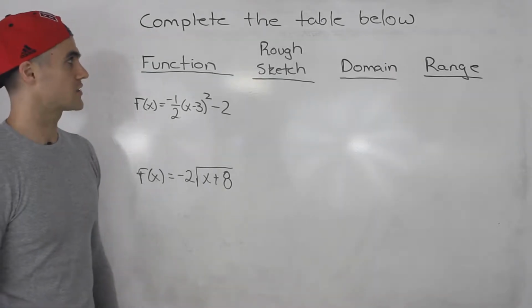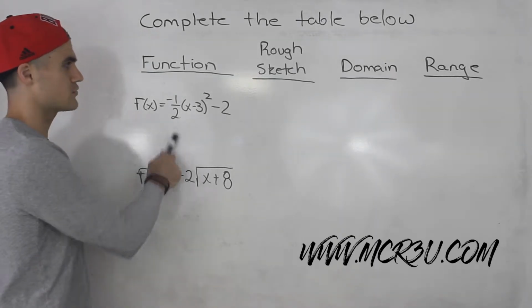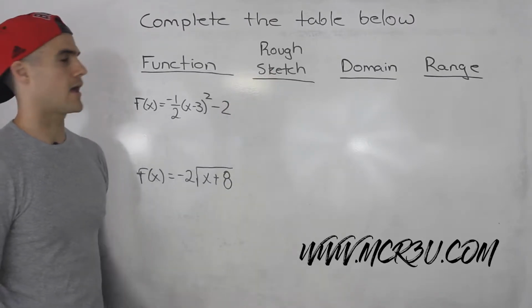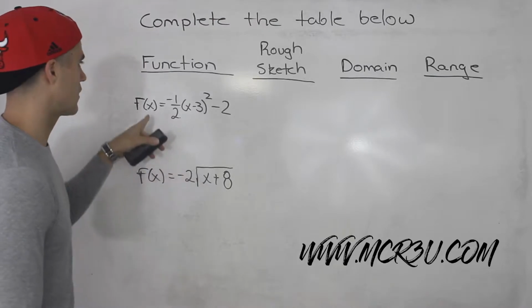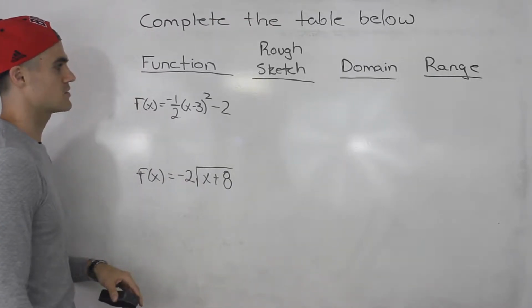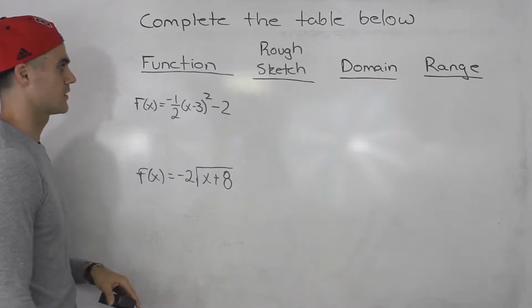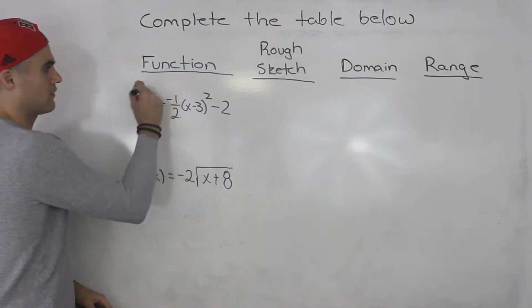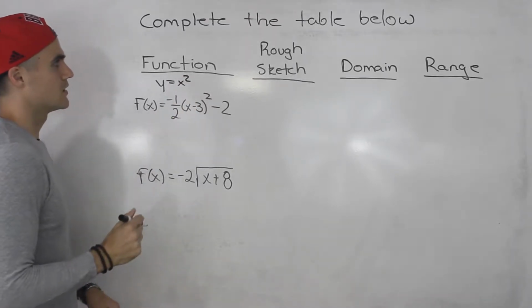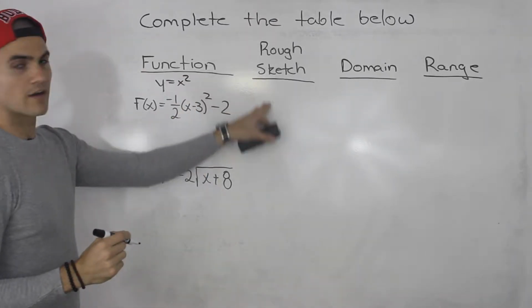In this question we have to complete this table. So we're given two functions. We have to provide a rough sketch, state the domain and range. Starting off with this one here, we got f of x equals -1/2 (x - 3)² - 2. So we know the parent function for this is what? It is x squared. So I'm just going to provide a rough sketch here.